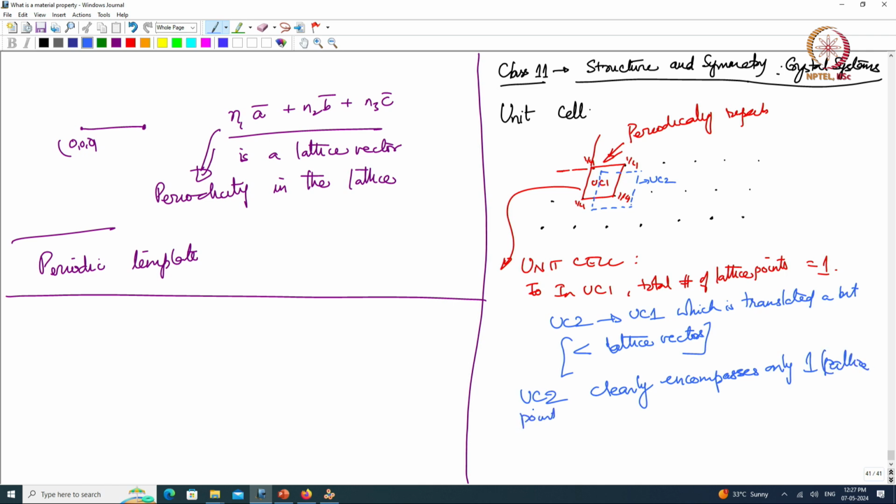Okay. Now, the choice of unit cell that lets you encompass only one lattice point, the unit cells in which there is only one lattice point, are what are called primitive unit cells.